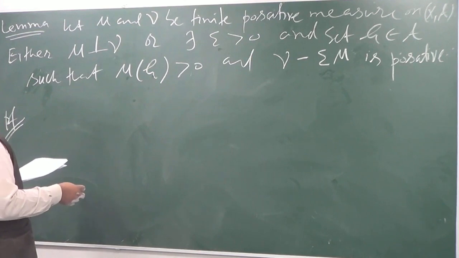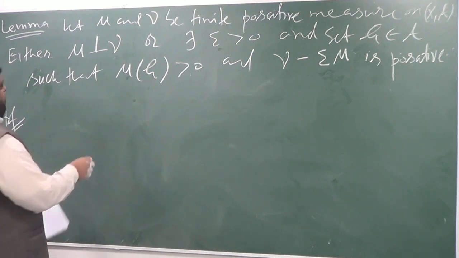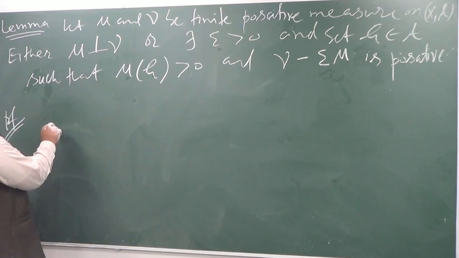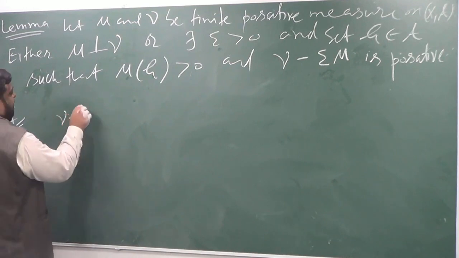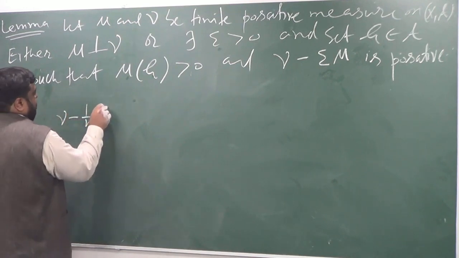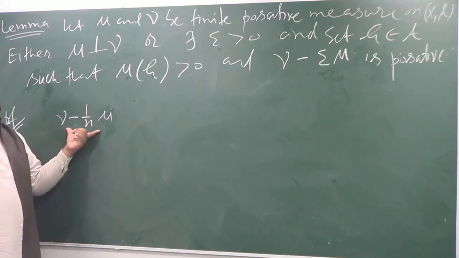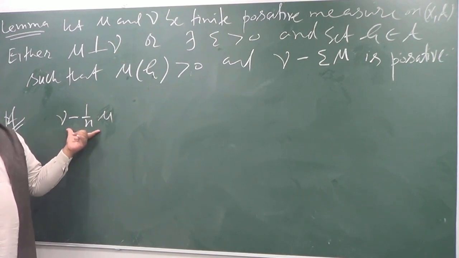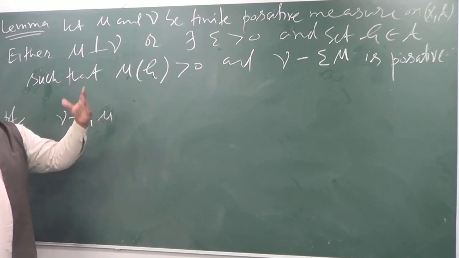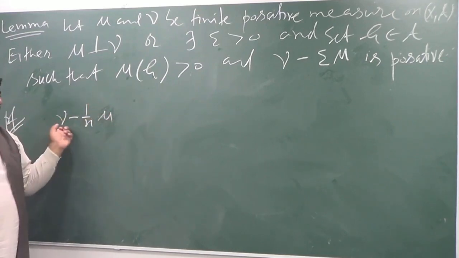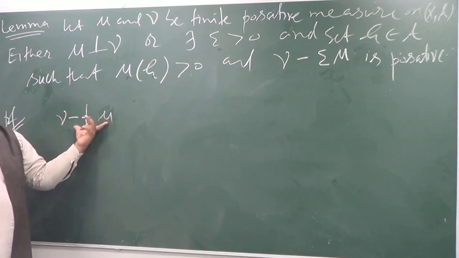Alright, so what would be nu minus 1 over n mu actually? Here's the thing. Nu is a measure, mu is a measure. So this is a measure. What kind of measure is that? It's a signed measure, because it can have positive and negative values, because I don't know the relationship between mu and nu.